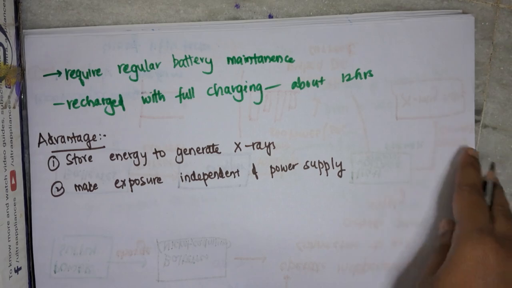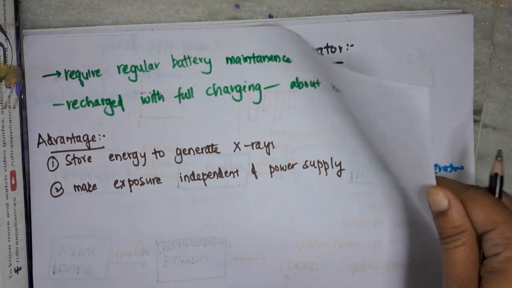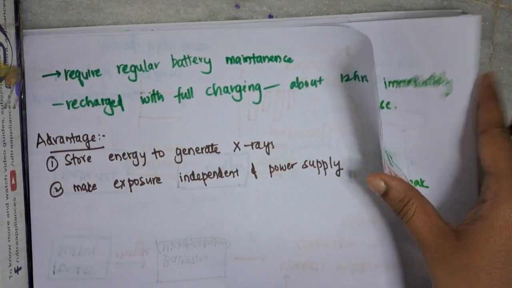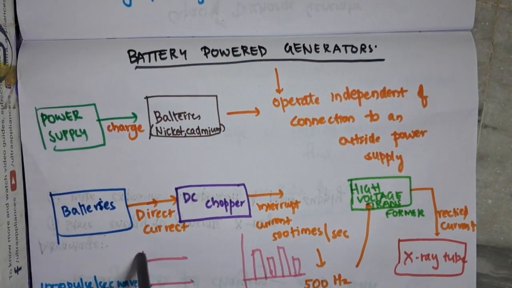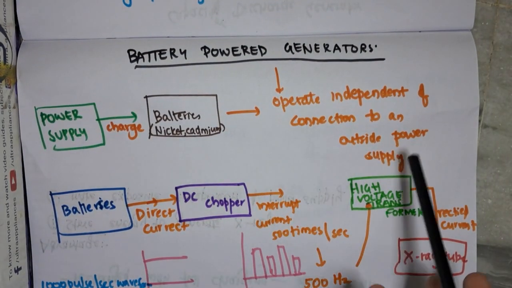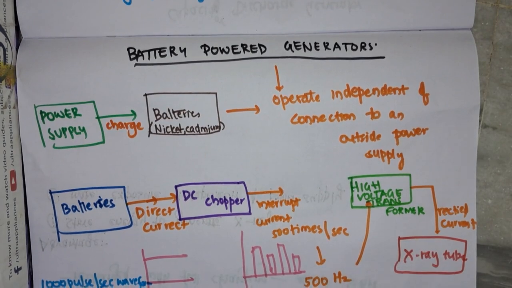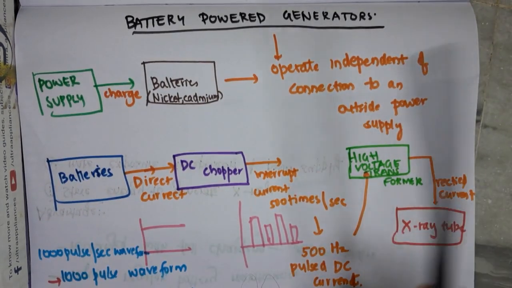So why is the ripple factor 100%? We can use 3 pulse generators, all of that, right? But we cannot use 3 pulse generators here, because the current is from batteries. So there are no 3 phases, there is only 1 phase, single phase, right? So the battery power circuit will have single phase and there will be 100% ripple factor.